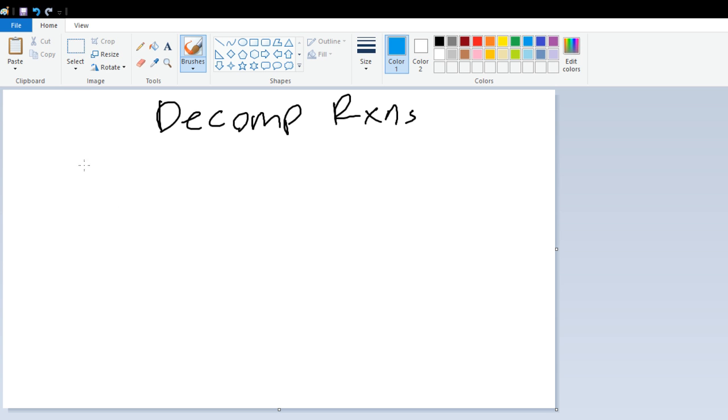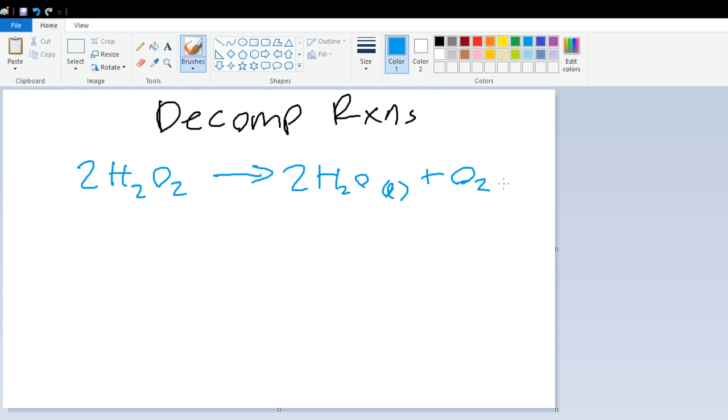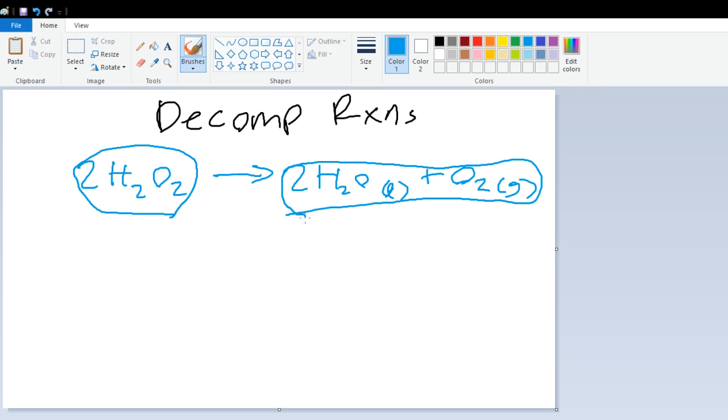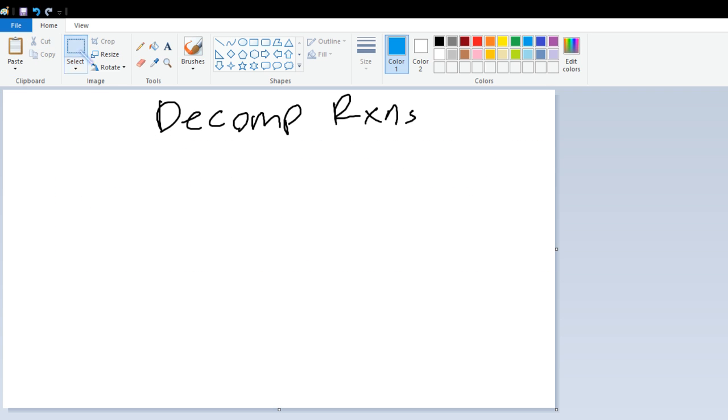decomposition reaction of 2H2O2 going into 2H2O with oxygen gas. This is a lot different than you might expect, but this is the correct decomposition reaction. Hopefully, you can memorize that. Otherwise, good luck to you.